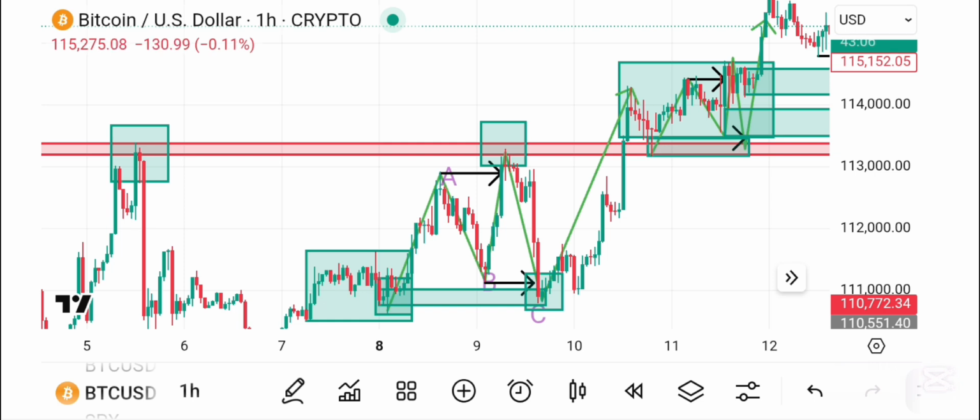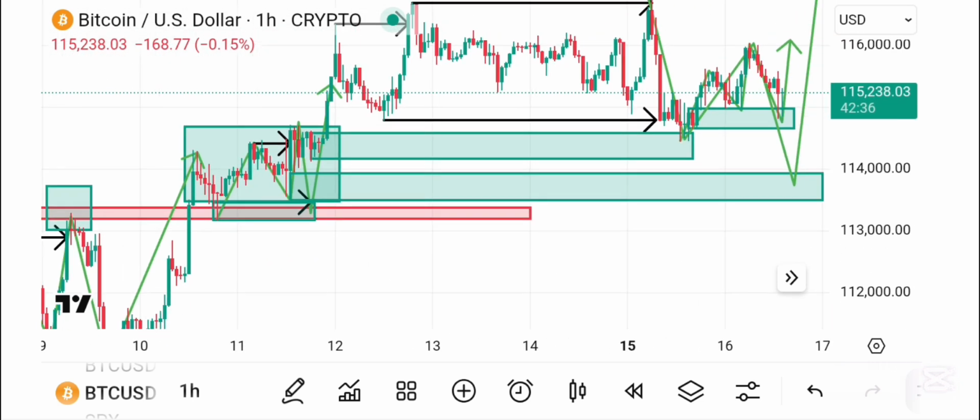That's for the example. Now, why does it matter? Why do we trade the supply or demand zone? To help anticipate reversal or continuation of trend. That's number one. Number two, to provide clear entry and exit points for traders. And number three, it is often aligned with institutional buying and selling activity, just like what we have here right now.